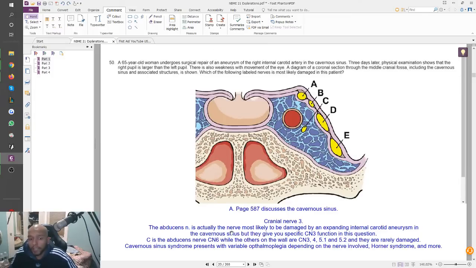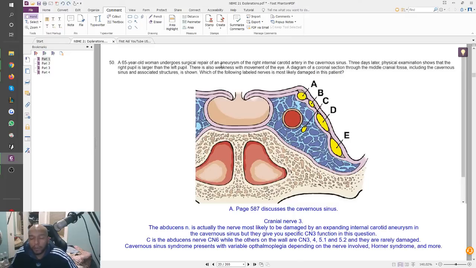The abducens nerve is actually the nerve most likely damaged by an expanding internal carotid aneurysm, but they didn't give you enough information to pick the abducens nerve, right? Normally when this thing expands, it hits this cranial nerve 6 and causes other issues related to the abducens nerve. That didn't happen. C is the abducens nerve, cranial nerve 6, while the others are, as we said, 3, 4, V1, V2. Cavernous sinus syndrome presents with variable ophthalmoplegia depending on which nerve is involved, and it can also have Horner syndrome and other things.